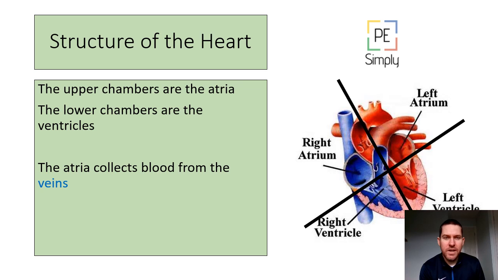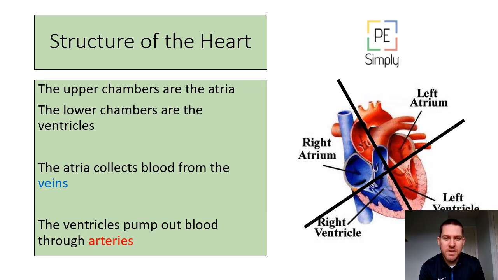The atria, as it says there, collect blood from the veins. Remember the purpose of veins is to bring blood back to the heart. And then if we think of arteries, arteries take blood away from the heart. So it says there the ventricles pump blood out through the arteries.